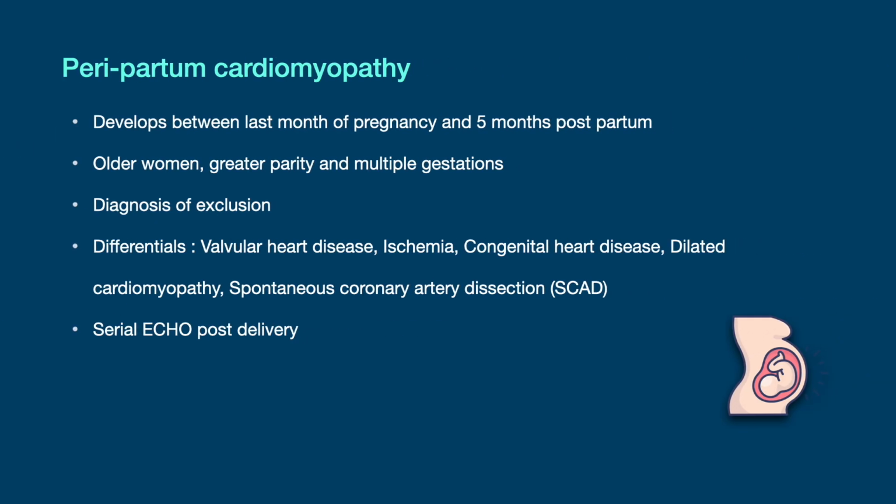Next would be peripartum cardiomyopathy. This type typically develops between the last month of pregnancy and 5 months postpartum, more common in older women with greater parity and multiple gestations. The outcomes of patients with peripartum cardiomyopathy depend on the pre-delivery ejection fraction. If the ejection fraction is less than 30%, the poorer the outcome is.